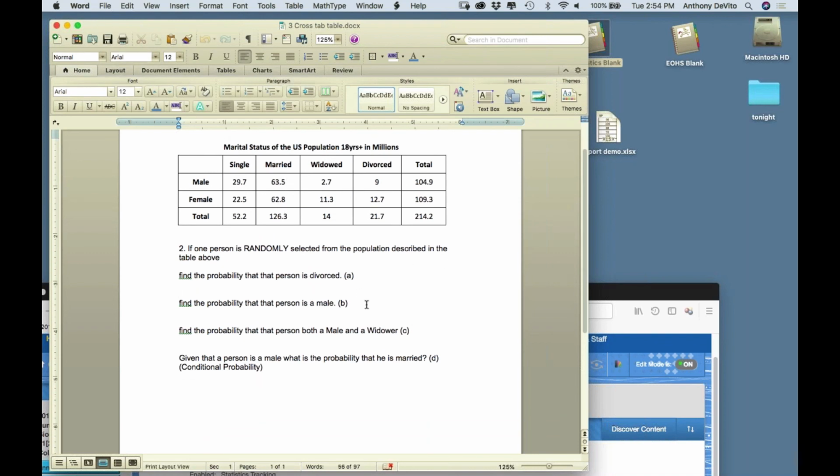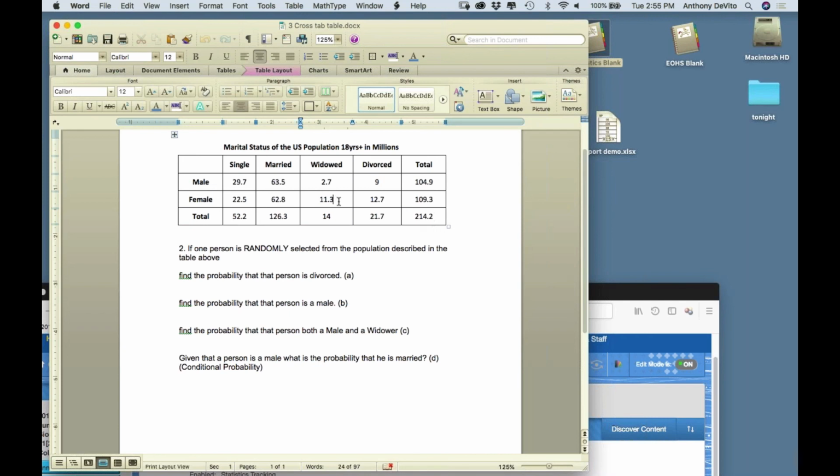Let me do one more. Given that a person is a widower, what's the probability that they're female? Well, once we say given that they're a widower, we're only dealing with that column, that group. So given that they're a widower, what's the probability they're female? Well, it's 11.3 over 14. No, that's only if you don't have that condition. In other words, if you asked what's the probability that a person is female and widowed in this population, that would be 11.3 over 214.